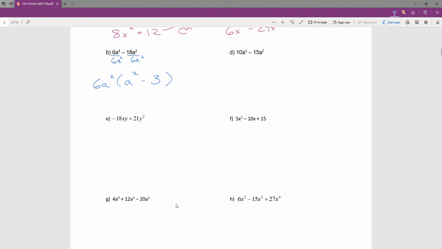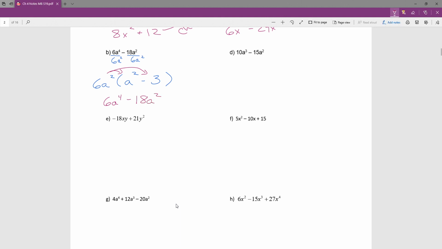And again, I could check on this one and reverse it back to the original question. Maybe I'll do that one more time. This is kind of like me verifying my work. You know, I don't really love doing it, but this would give me a 6a to the 4th and a negative 18a squared.